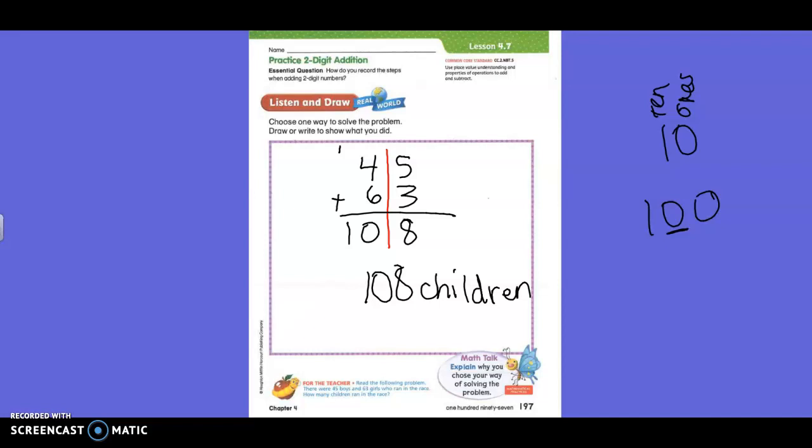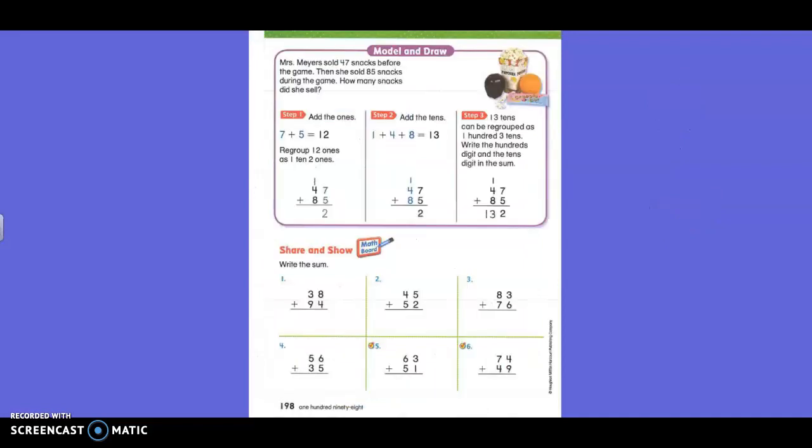I do want you guys to try to, I know I just did it, not say "one hundred eight," but say "one hundred eight" correctly. All right. Next page.